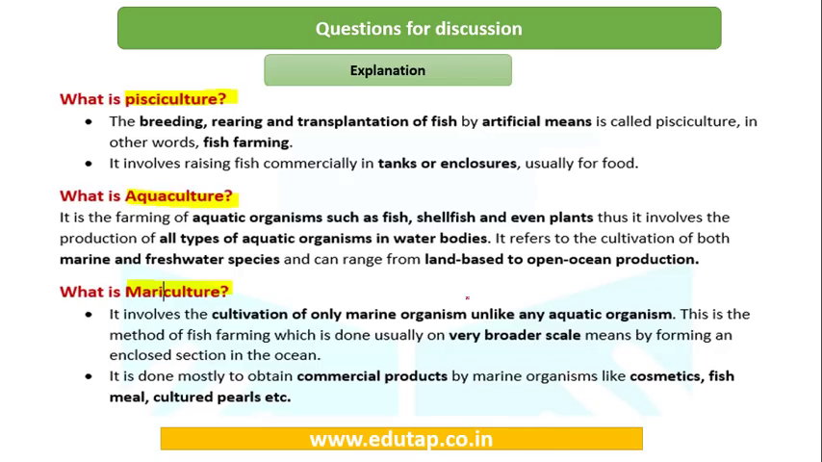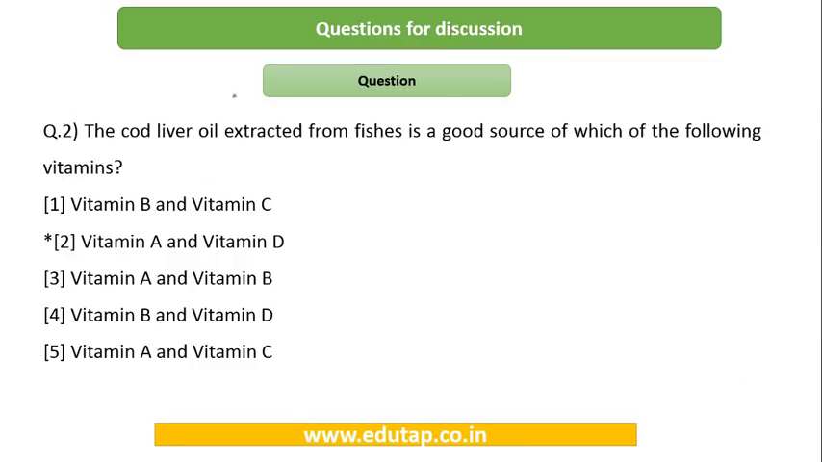So later on you can just pause this video and have a look at these definitions. We have already seen what these three things mean, right? Now the second question, a very simple, direct one. The cod liver oil which is extracted from fishes is a good source of which of the following vitamins? The answer is vitamin A and D.